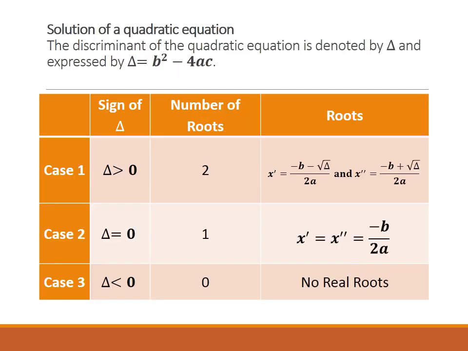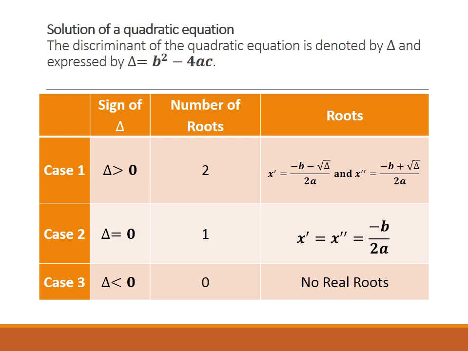We also explained in class that in order to find the solution of the quadratic equation, we need to find the discriminant of the quadratic equation, which we call delta, and delta is b squared minus 4ac. And we have three cases. If delta is positive, then we have two roots. The first root is minus b minus radical delta over 2a, and the second root is minus b plus radical delta over 2a.